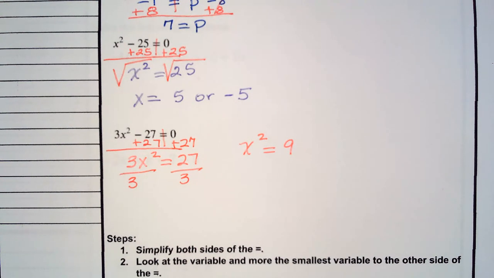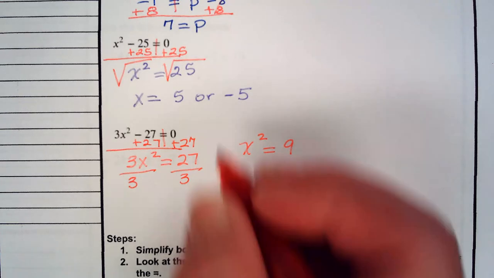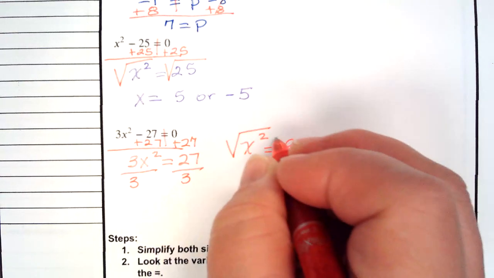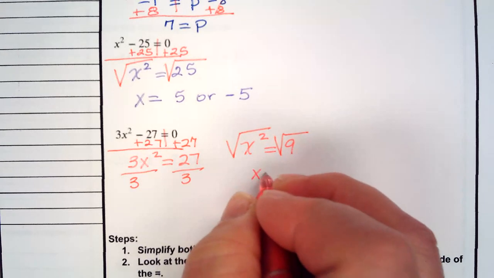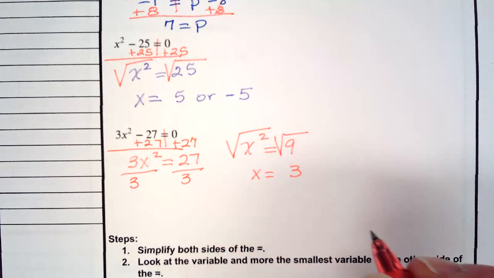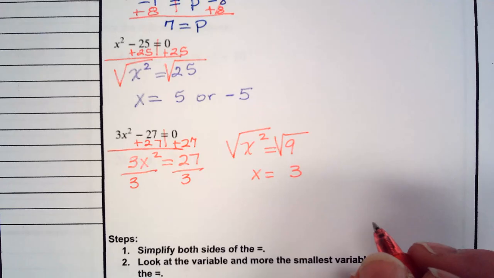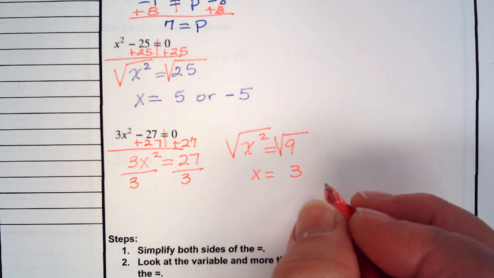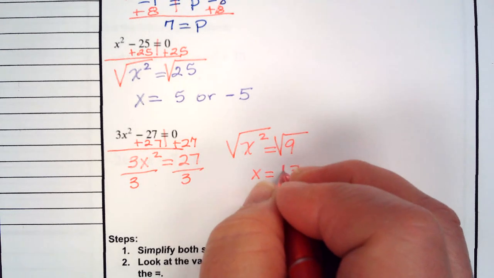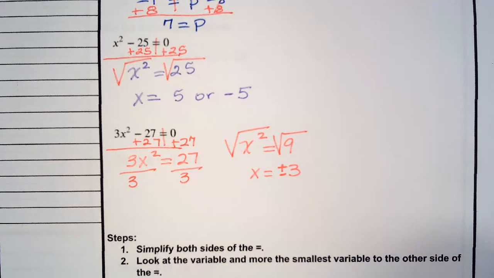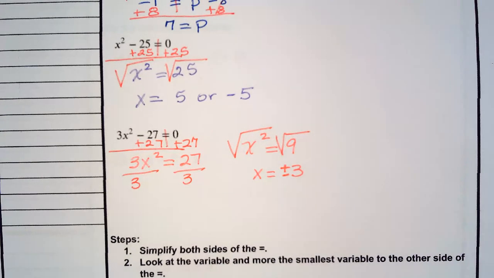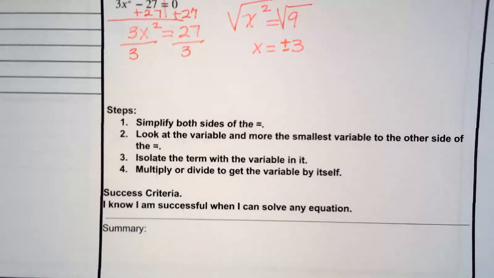Last step is to take the square root, and x is equal to 3. What about your secondary? Negative 3. So x is equal to a positive or a negative 3. Plus or minus. So what are your steps?